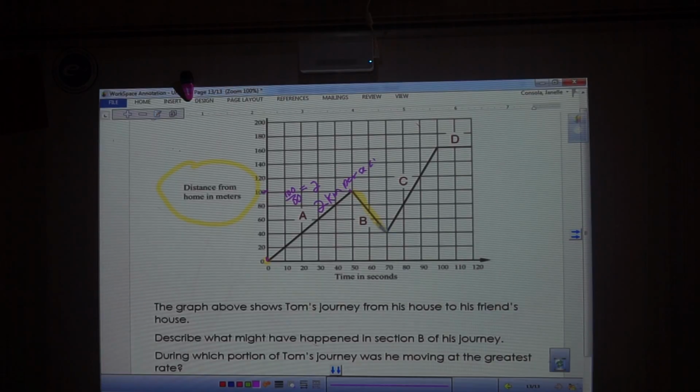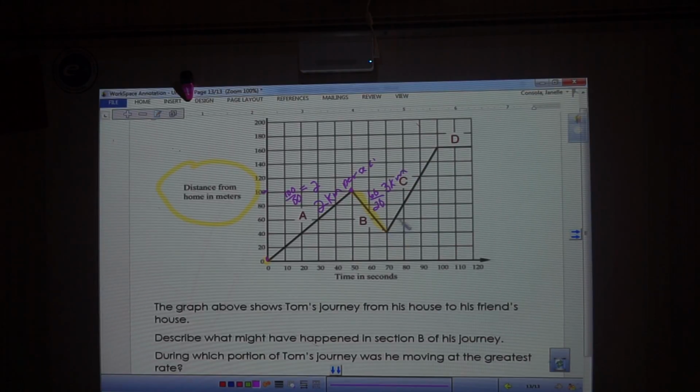Okay, let's take a look here. He rose 20, 40, 60. He rose 60 here, from here to here. He rose 60 and he ran 10, 20. So what's his rate of change here? 60 over 20 is 3 kilometers per second.